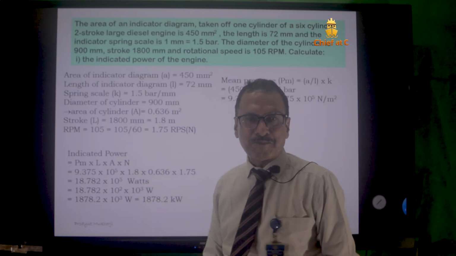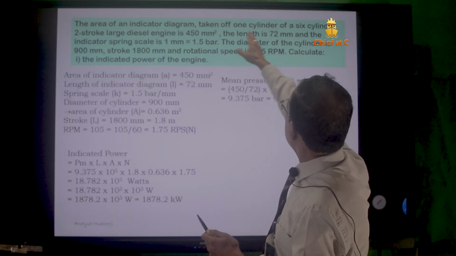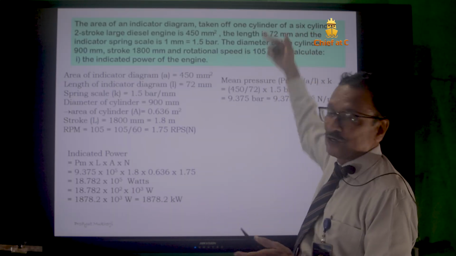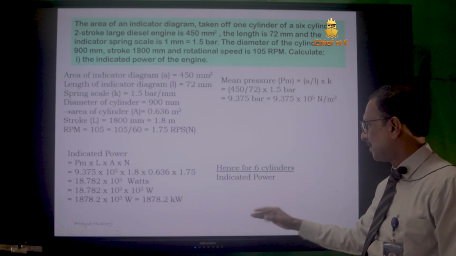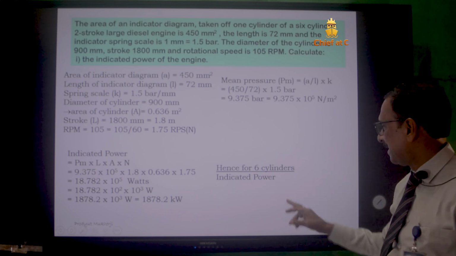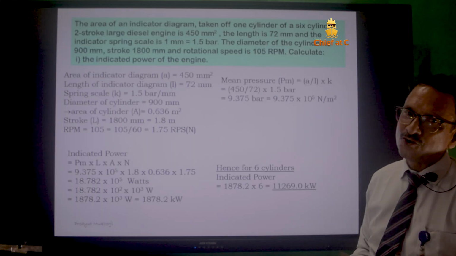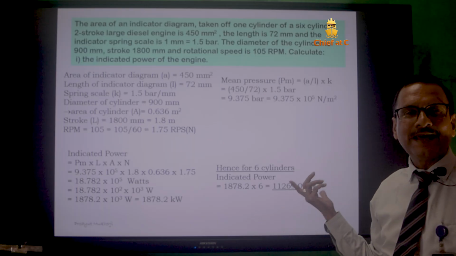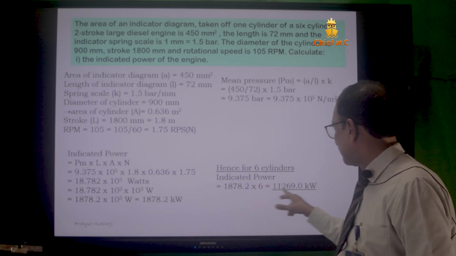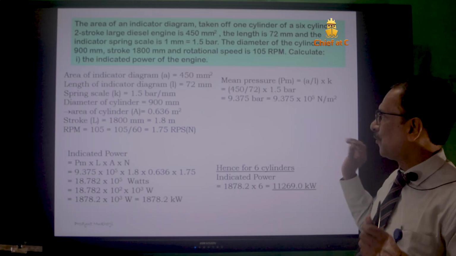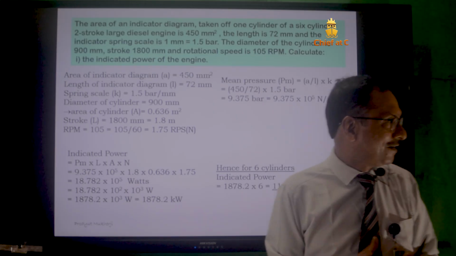So this indicated power is for 1 unit only, and the engine has 6 cylinders. So we multiply this by 6. So for 6 cylinders, the total indicated power would be 11269.0 kilowatts. So this is how we calculate the indicated power for an engine. This was for 1 unit, this was for all the 6 units, that is for the complete engine. So this is how we calculate the indicated power.